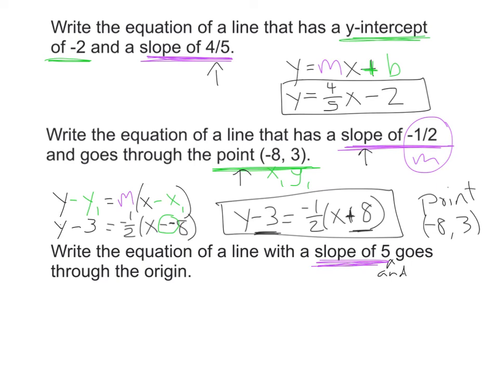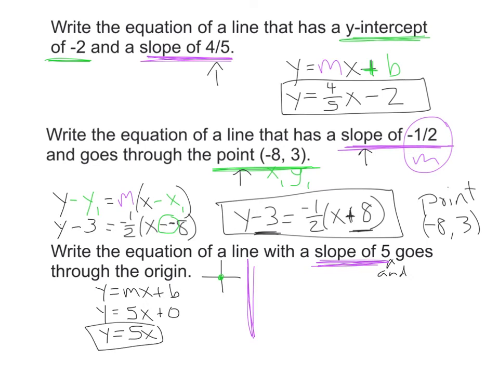You could write this equation in either form. The first form is y equals mx plus b. We know the slope, so y equals the slope of 5x, and if it goes through the origin, which is right here, what is the y-intercept of that point? Well, the y-intercept is 0, so it would be plus 0, or in other words, just y equals 5x.